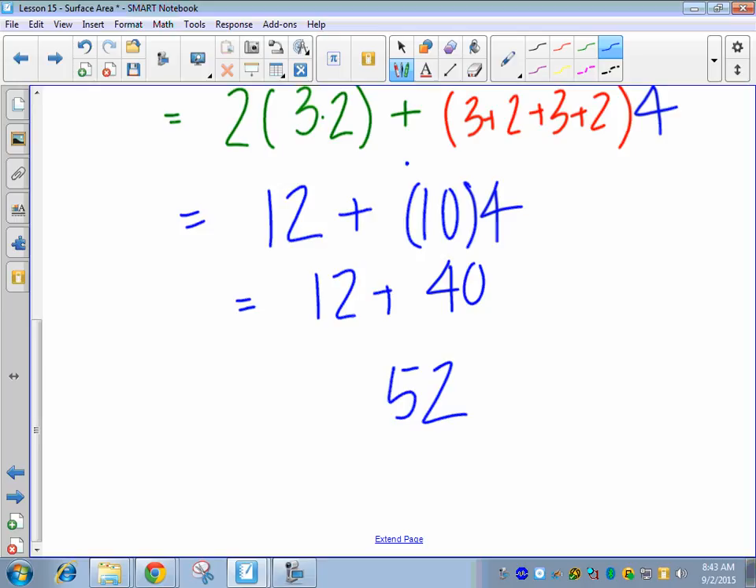Now what are my units on this one, guys? On the worksheet? Inches. Inches squared. Yay! 52 inches squared. Any questions on that one? That one is actually a little bit easier than the triangle one.